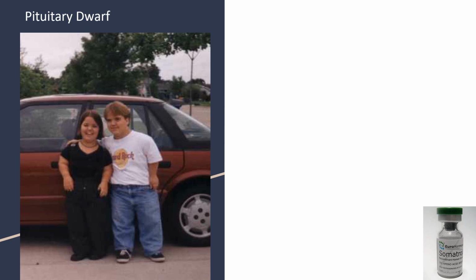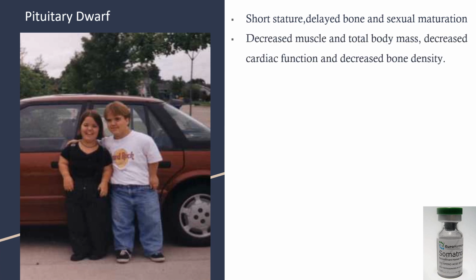Pituitary dwarf, it is due to the growth hormone deficiency. It is characterized by the short stature and correspondingly delayed bone and sexual maturation, decreased muscle and total body mass, decreased cardiac function and decreased bone density, they are all common. Mental power is relatively normal in a pituitary dwarf. This helps in differentiating them from a thyroid dwarf, in whom the mental retardation is an outstanding feature.